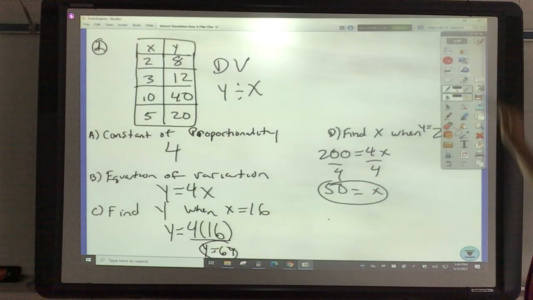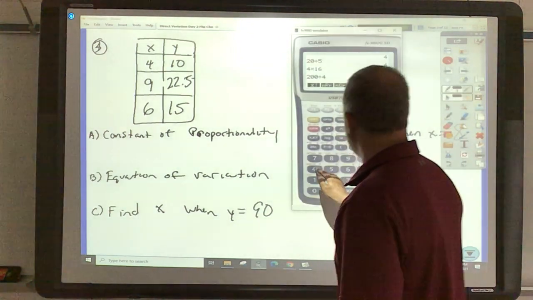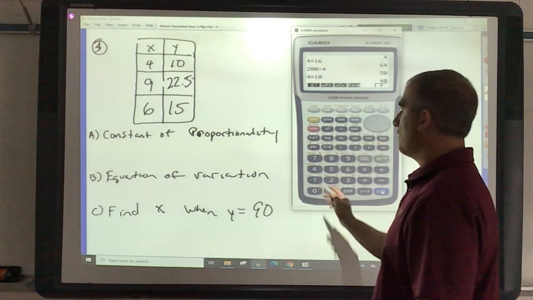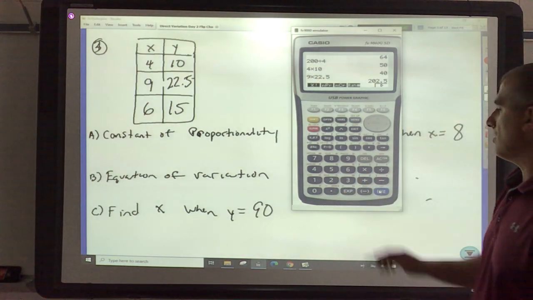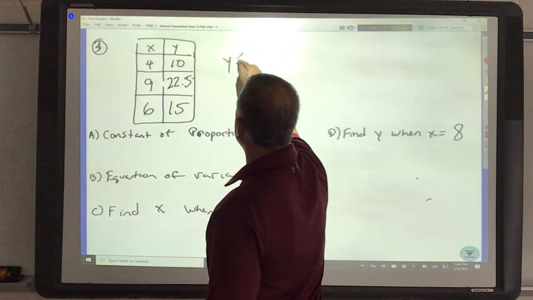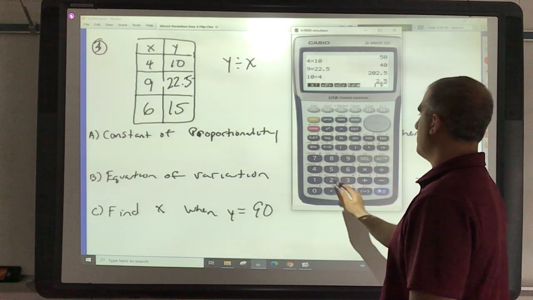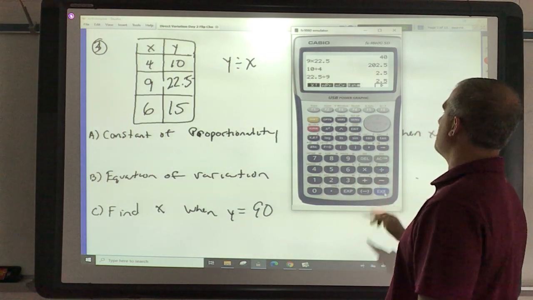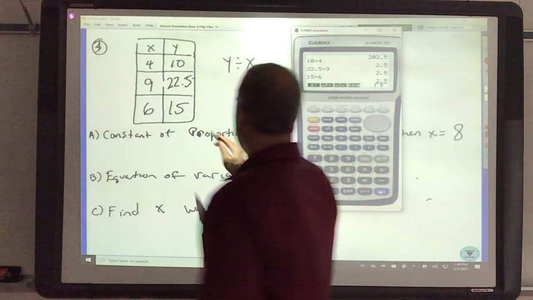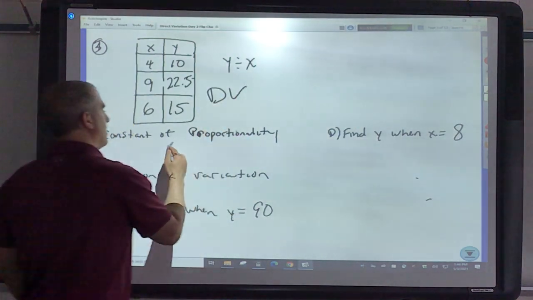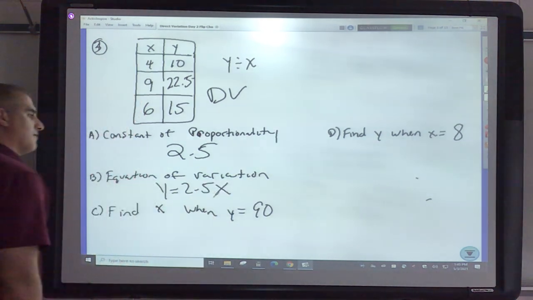Let's do another one. Let's check this out. Inverse is always easiest, so let's try that. 4 times 10 is 40, and this one, nope, doesn't work. So let's try y divided by x. That's the big thing with direct variation. 10 divided by 4 is 2.5, 22.5 divided by 9 is 2.5, 15 divided by 6 is 2.5. So I've got direct variation here. The constant is 2.5, so y equals 2.5x is the equation.